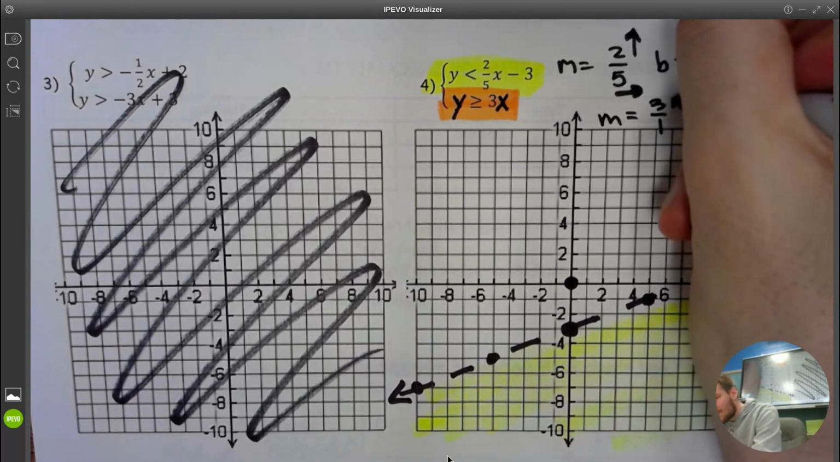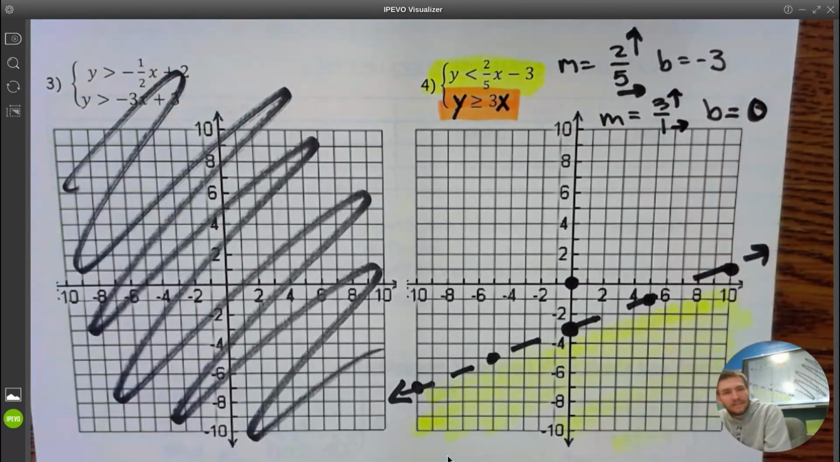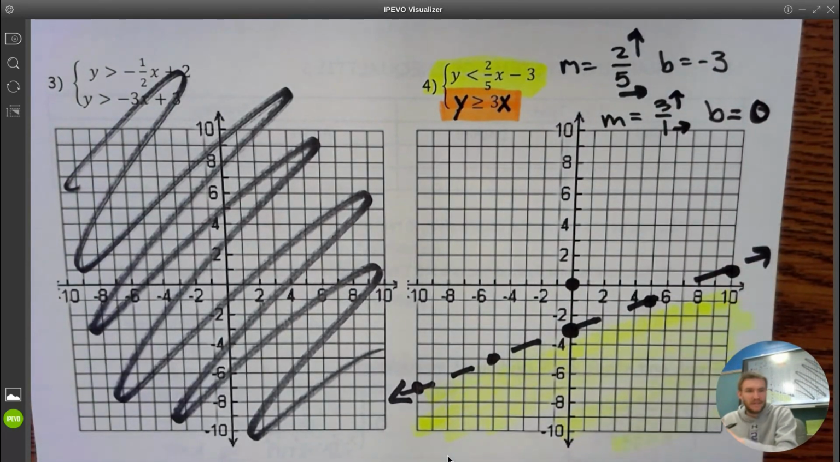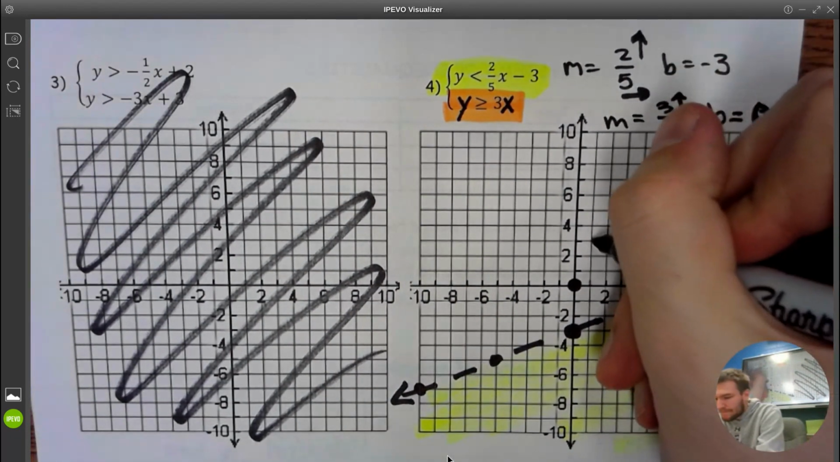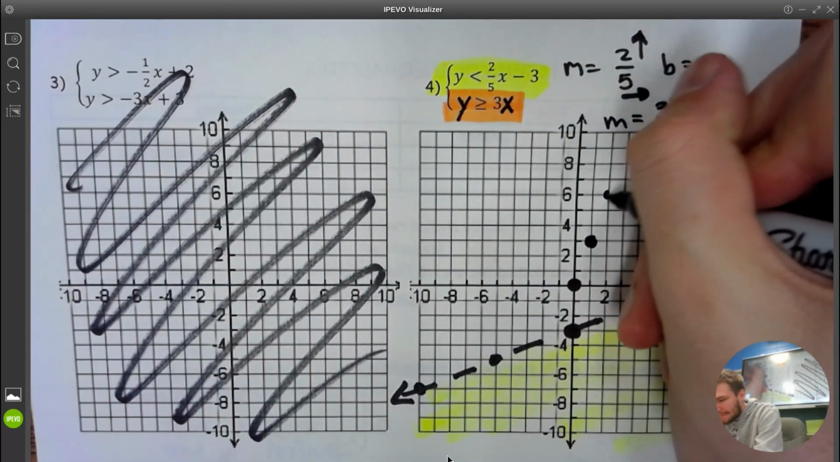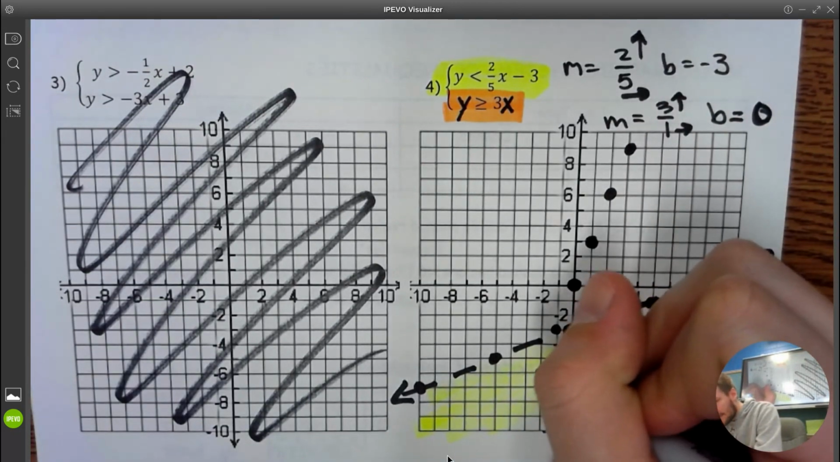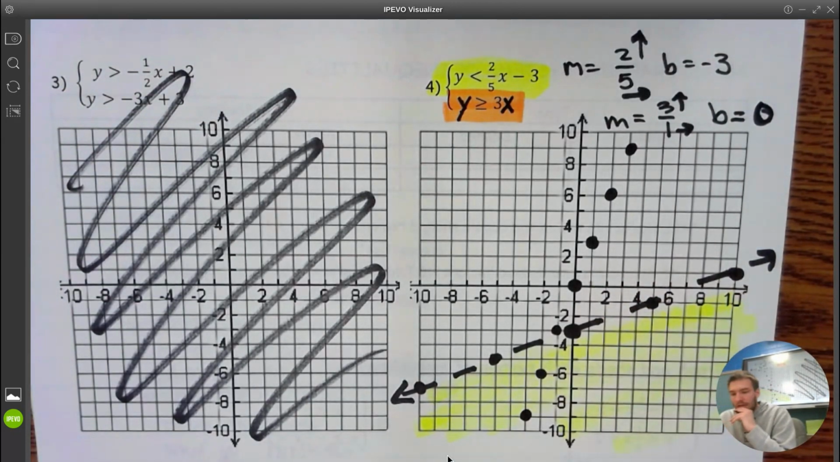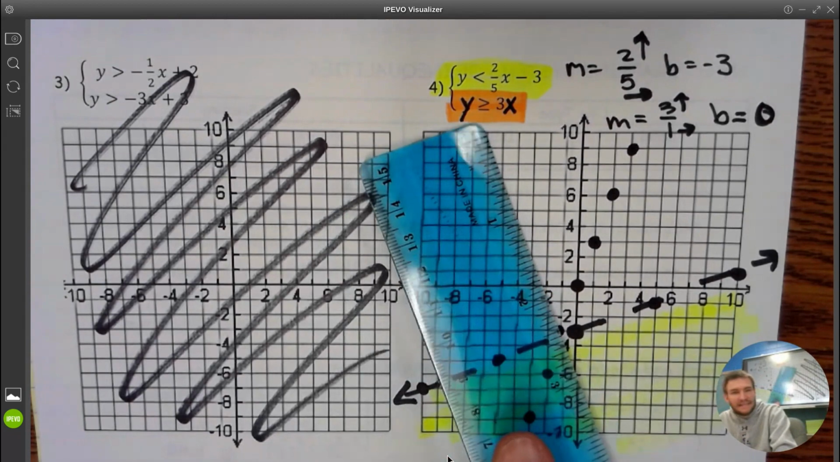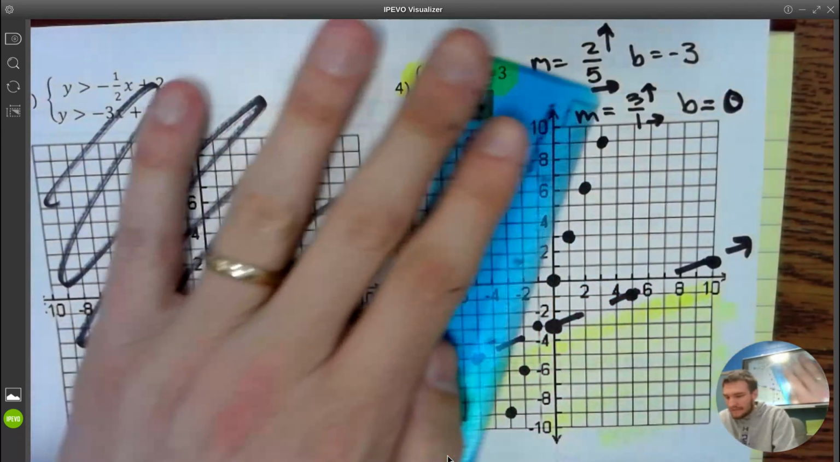I got rise and run. So I'm going to be rising 3, running 1. I'm going to do a bunch of dots. This is easy. Doesn't take me very long. Is this line supposed to be solid or dashed? I see an equal sign. That's going to be solid.